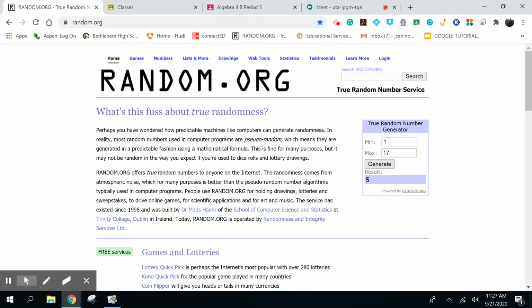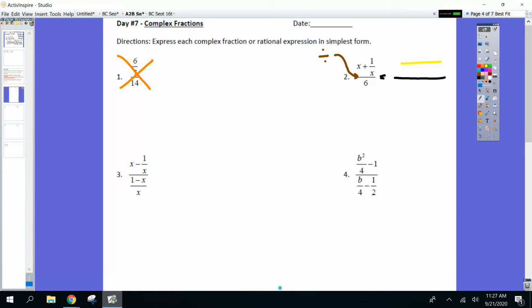Would it just be 1? Oh, more than that. You're forgetting something though. 1x? 1x. Everyone see 1x? Yes? Okay, so that denominator is going to be x.